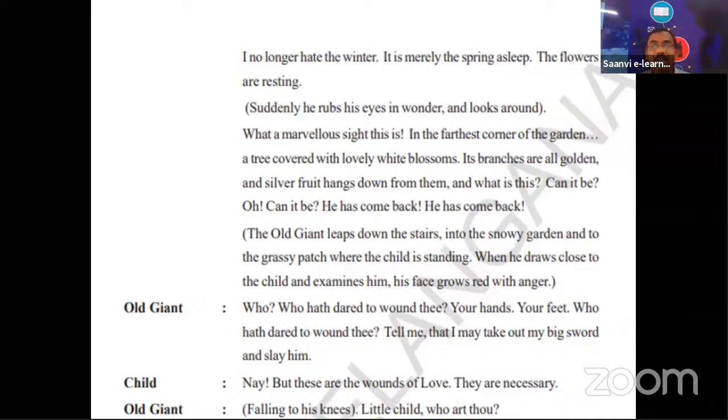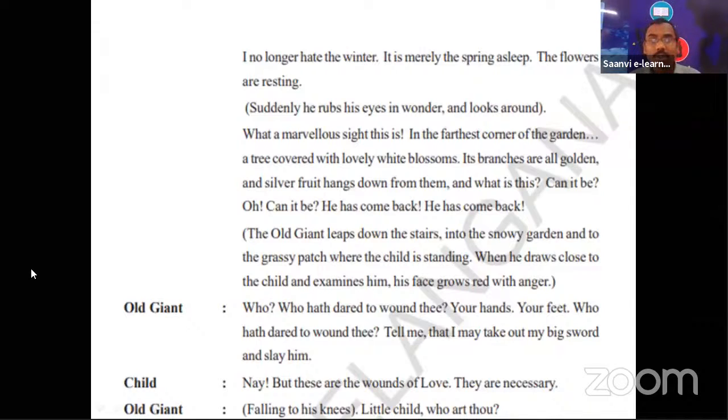The old giant leaps down the stairs, jumps down the stairs into the snowy garden and to the grassy patch where the child is standing. So the child has come back. The giant is extremely happy. That's why he jumped down the stairs into the snowy garden and to the grassy field where the child is standing.